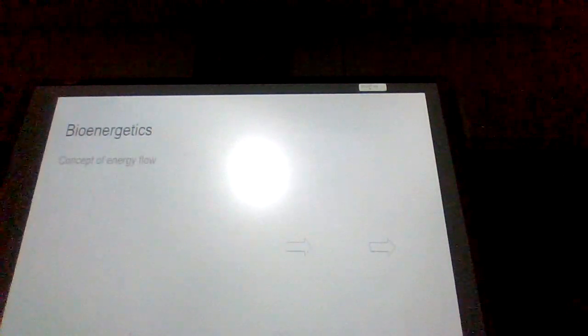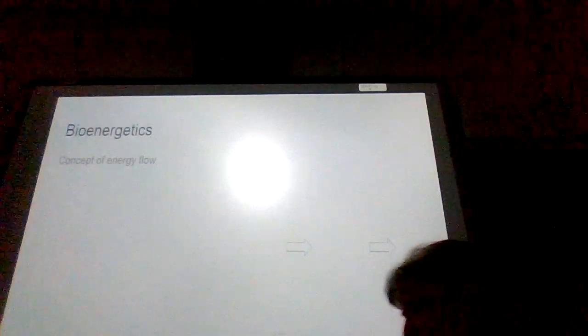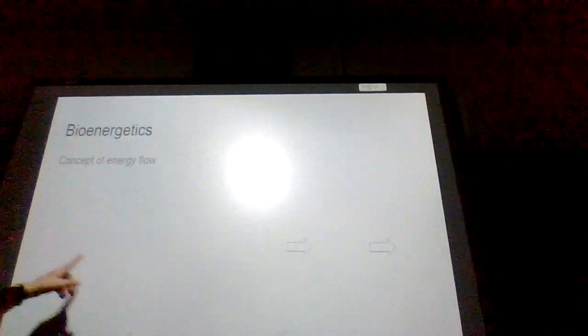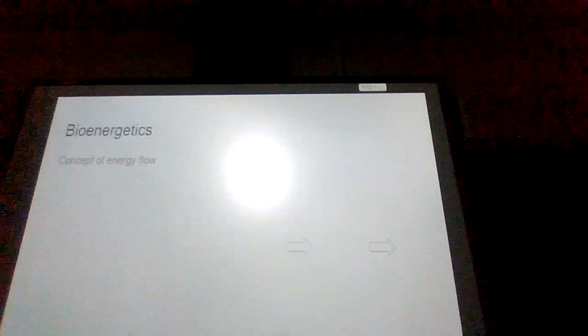Okay, so bioenergetics is the concept of energy flow. How is the energy flowing? And you notice, you see all the arrows, they're all pointing the same way. Energy is a one-direction flow.